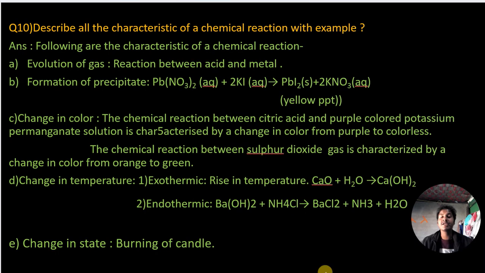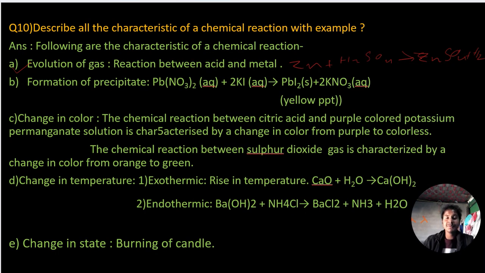Describe all the characteristics of a chemical reaction with example. Okay. So following are the characteristics of chemical reaction. First one is evolution of gas. So whenever we react a metal with acid, it always produces what gas? For example, zinc plus H2SO4 gives us what? ZnSO4 plus H2. Okay.